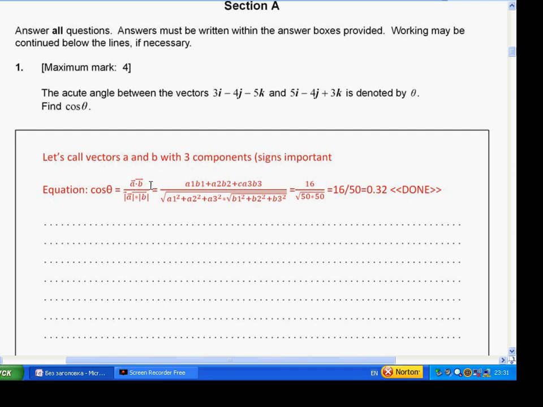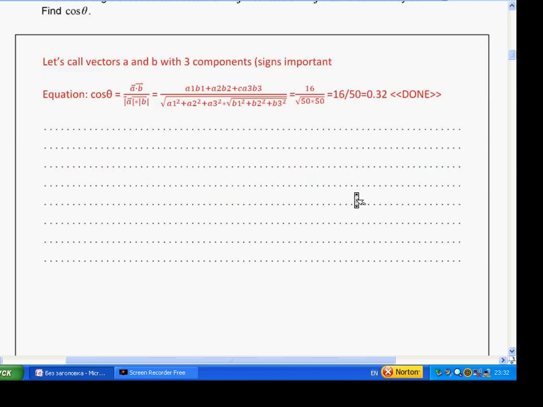For the product of vectors, the dot product, we have a formula, and for modules we have formulas. So we substitute components, and we take 50 out of the square root, so it is 2 times, this is why we get 16 over 50. Question done.